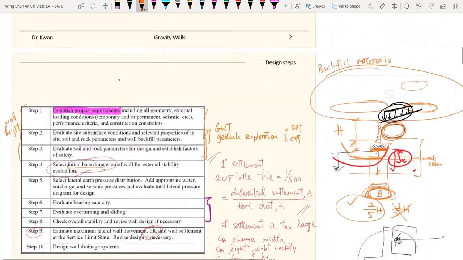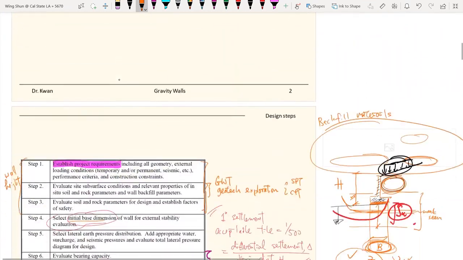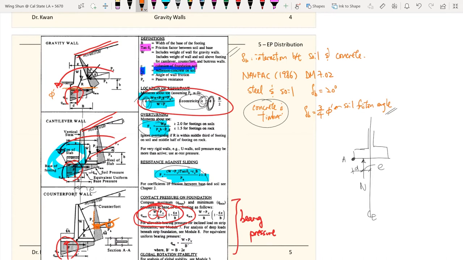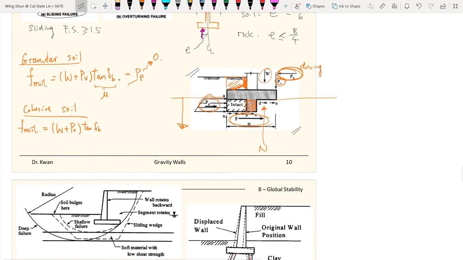Delta B is the interaction between soil and the footing material, which is likely concrete in most cases. Per NAVFAC 1986, DM 7.02, this delta B value equals 3/4 times the soil friction angle. If you have clay, the friction angle will be smaller than sand, but you have cohesion. Sand is purely friction angle, but for clay, per the Mohr-Coulomb characterization of strength, you have a combination of both friction angle and cohesion. So that's why the second part will be the cohesion.